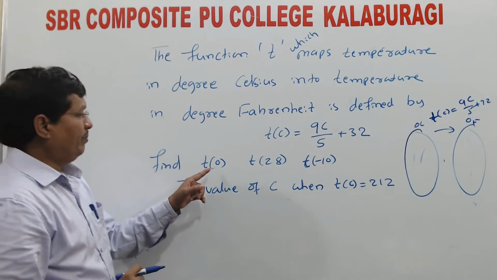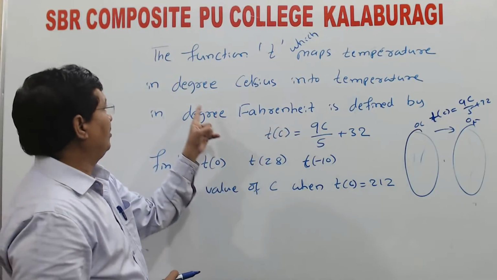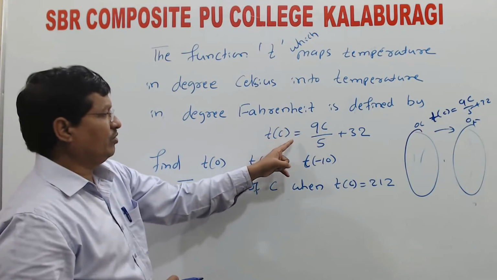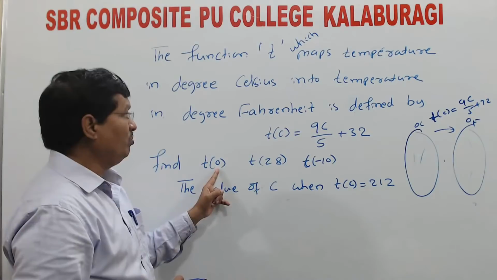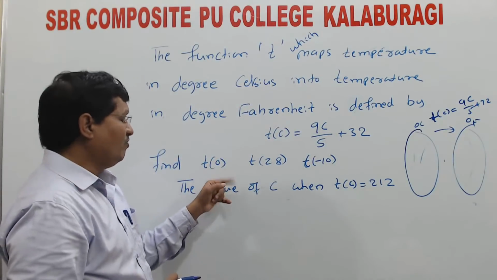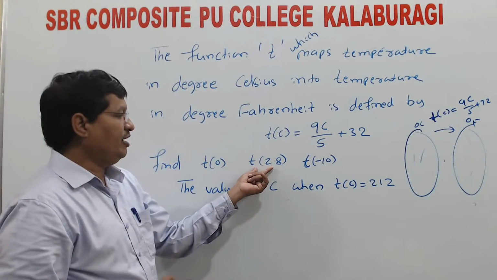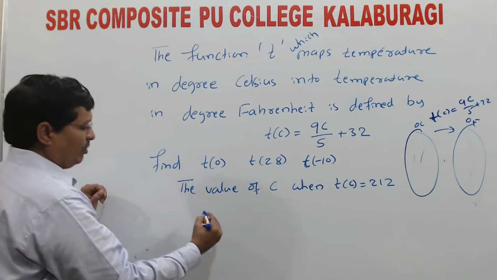So the temperature is given in degree Celsius. You have to find degree Fahrenheit. Degree Celsius into degree Fahrenheit is defined by t of c equal to 9c by 5 plus 32. Find t of 0. 0 means what? Degree Celsius. t of 0 is nothing but degree Fahrenheit. Find the degree Fahrenheit for the given degree Celsius values 0, 28 and minus 10.